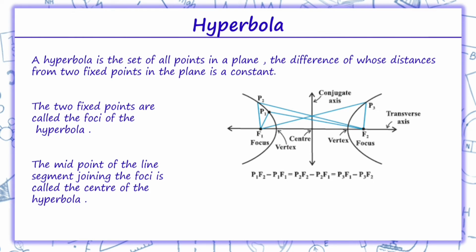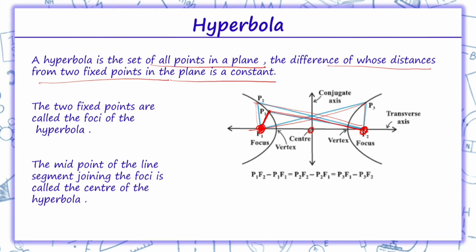Now what is hyperbola? So hyperbola is the set of all points in a plane, the difference of whose distances from two fixed points in the plane is constant. Like this is F1 and this is F2. So P1F1 and P1F2, the difference of this will be equal to P2F1 and P2F2. Similarly P3F1 minus P3F2. So the difference of these distances is constant, and these two fixed points are known as foci.